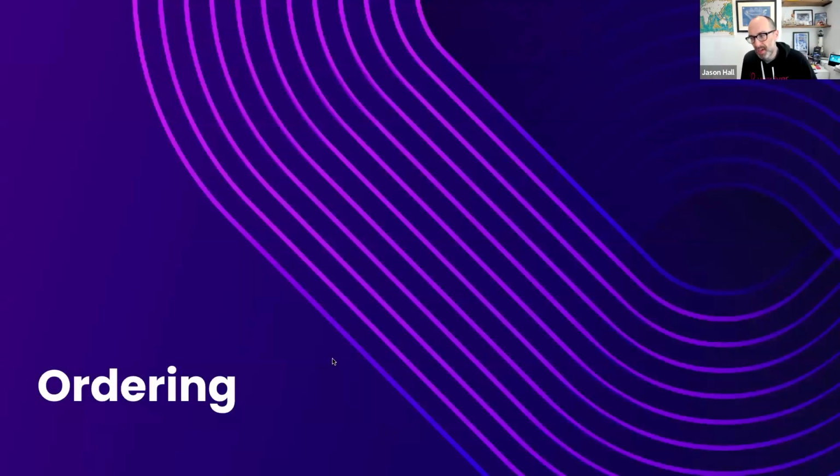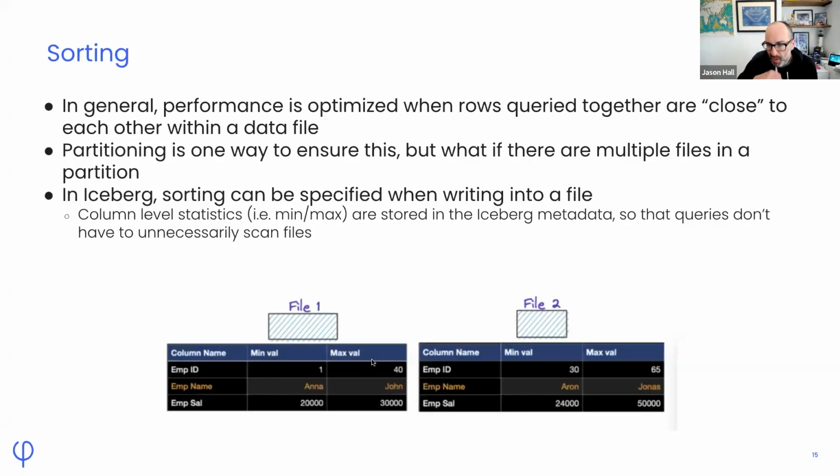So the next topic I want to talk about is ordering. You might want to say sorting, but ordering, I think, is a more appropriate way to describe it in this context. In general, and this is a very obvious statement that I'm about to make, performance of querying a lakehouse table will be optimized when the rows that are queried together are close to each other.